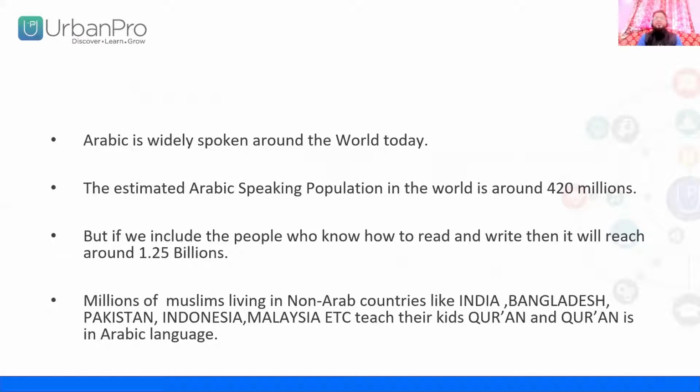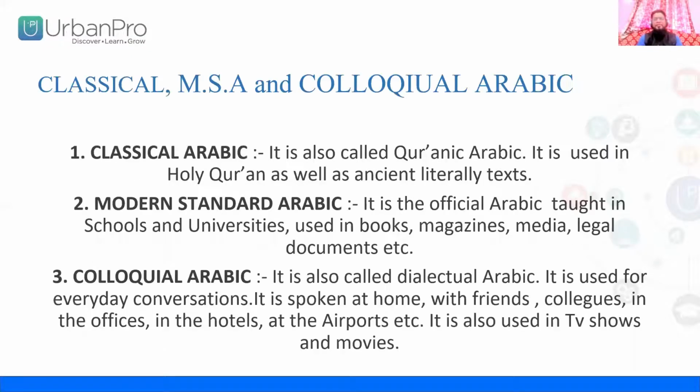Arabic is widely spoken around the world today. The estimated Arabic speaking population in the world is around 420 million. But if you include the people who know how to read and write, then it will reach around 1.25 billion. Millions of Muslims living in non-Arab countries like India, Bangladesh, Pakistan, Indonesia, Malaysia, etc., teach their kids Quran. And Quran is in Arabic language.